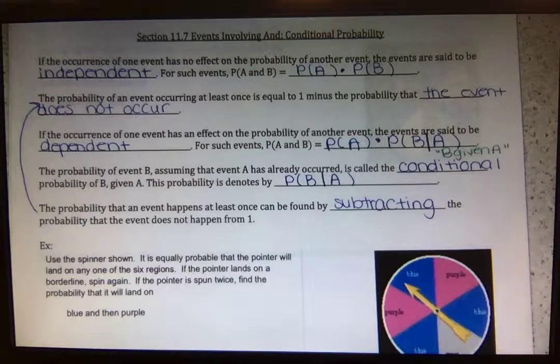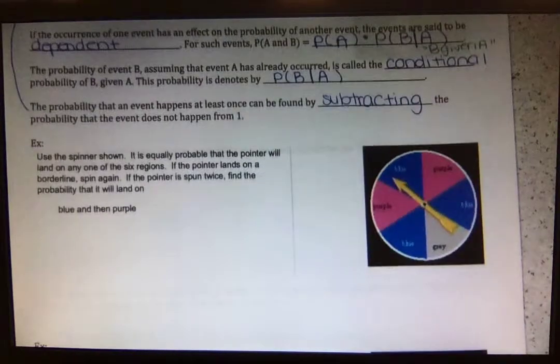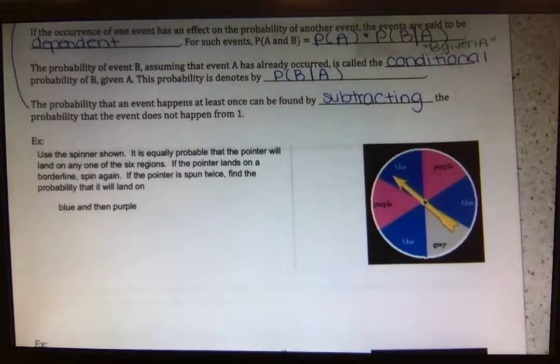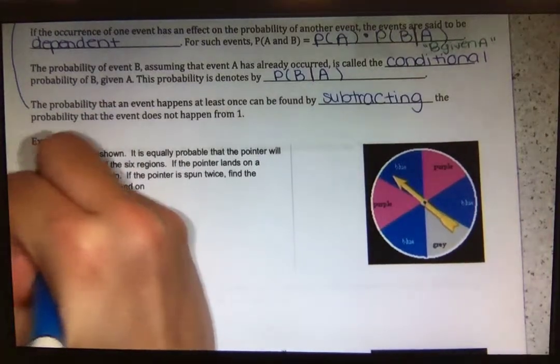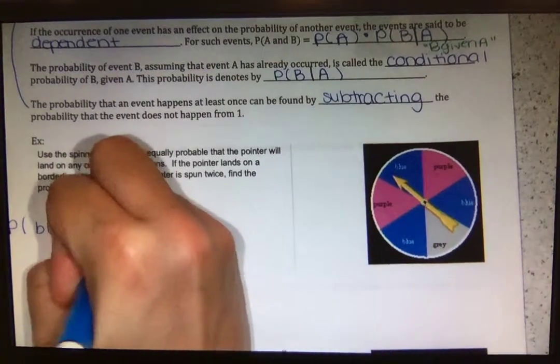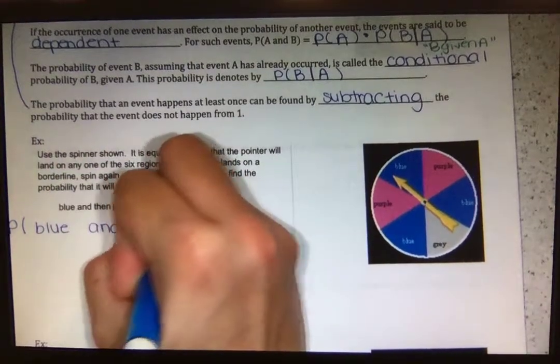You ready for some examples? All right, so it says use the spinner shown. It's equally probable that the pointer will land on any of the 6 regions. If it lands on the borderline, we spin again. If this pointer is spun twice, find the probability that it will land on blue and then on purple. So we have to find the probability of blue and then purple.